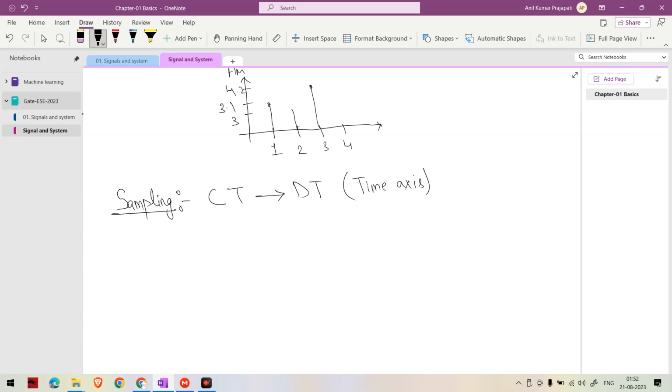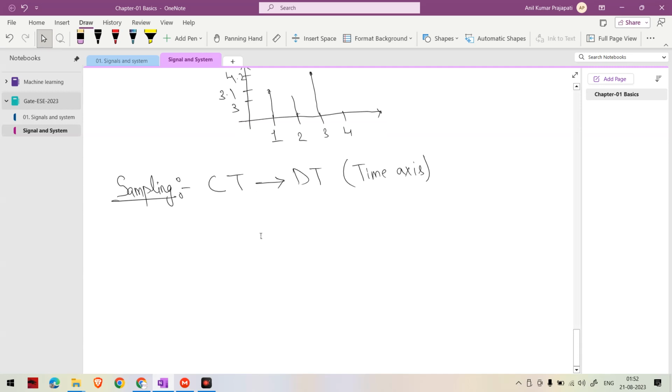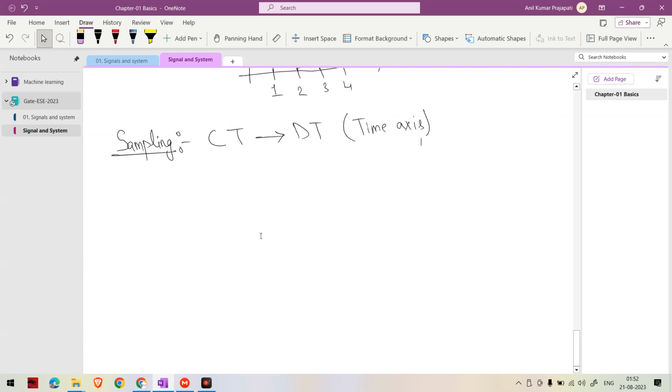This is very important because later we will study quantization, which is a phenomenon of amplitude, not the time. So generally people confuse these two terms. So keep in mind. So how do we do sampling?